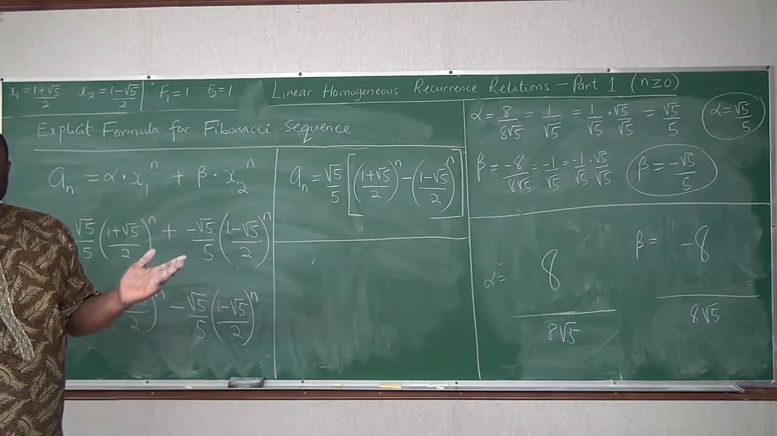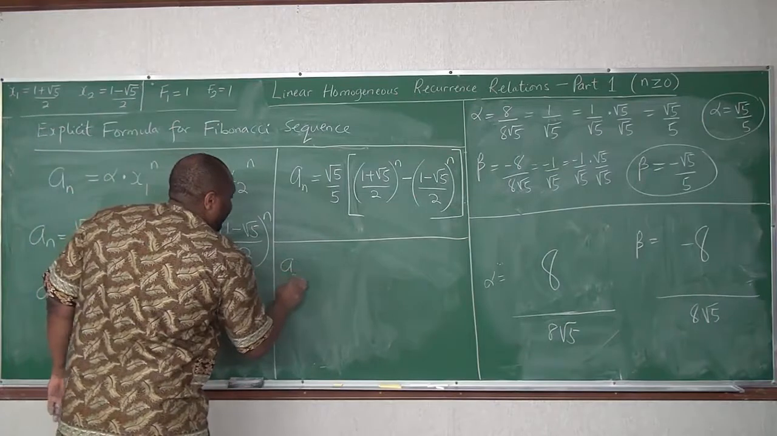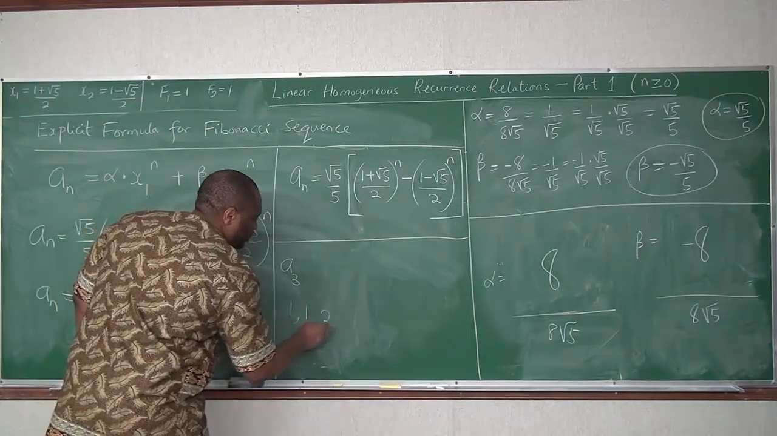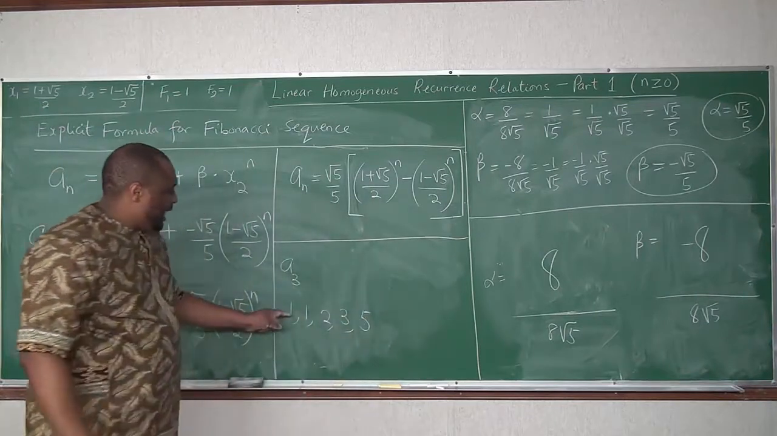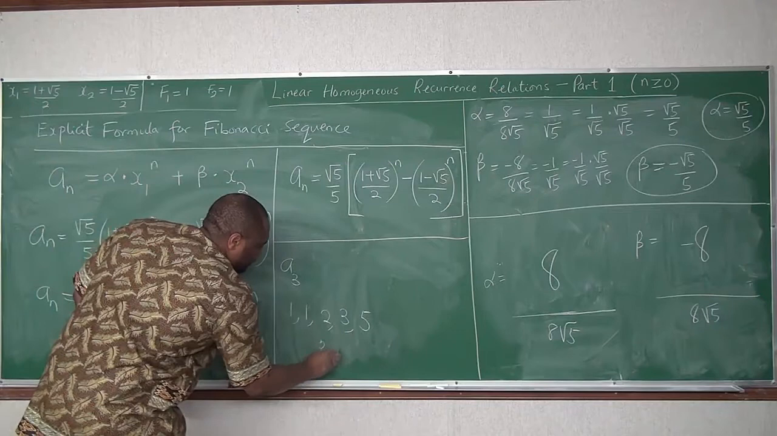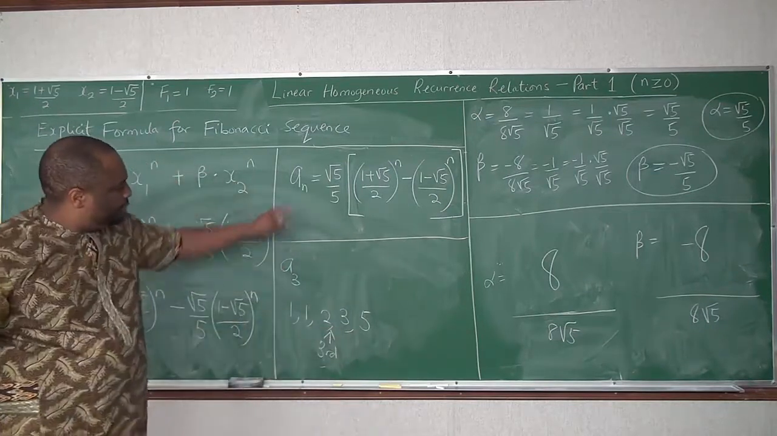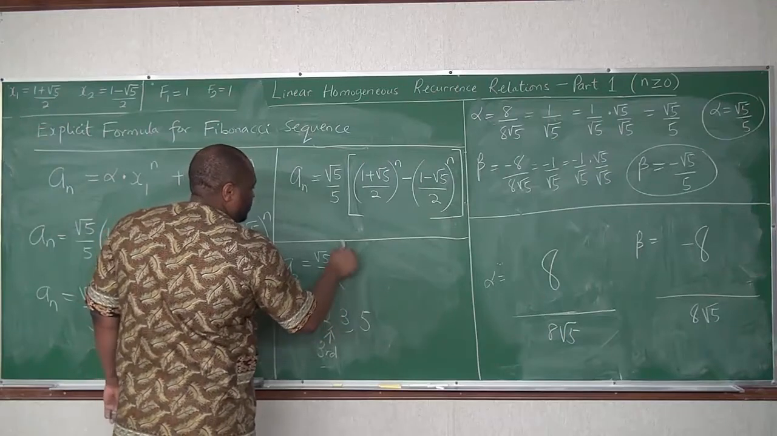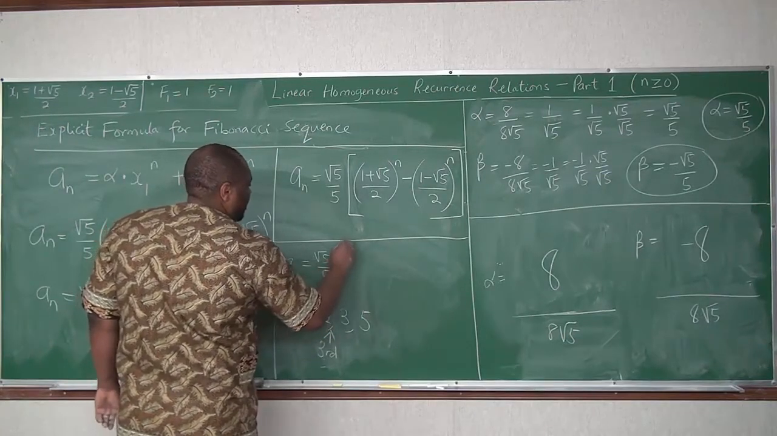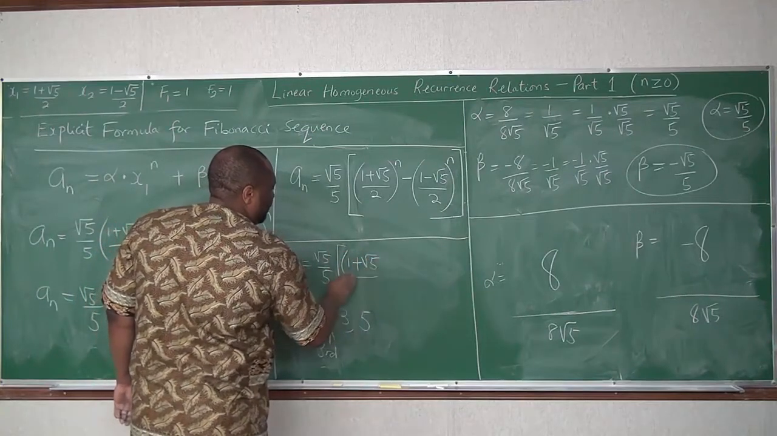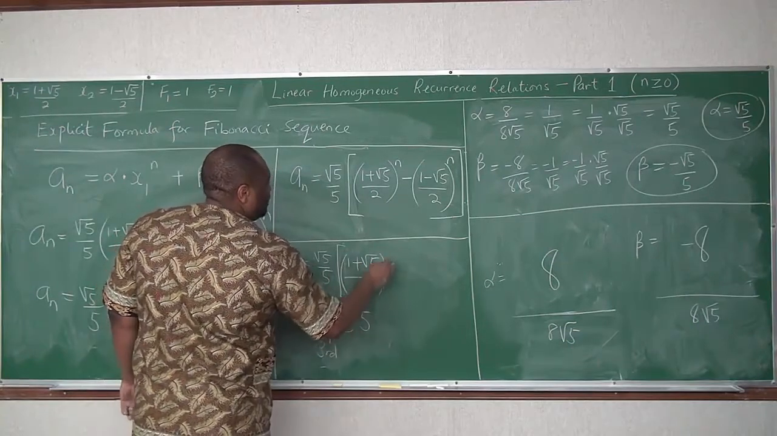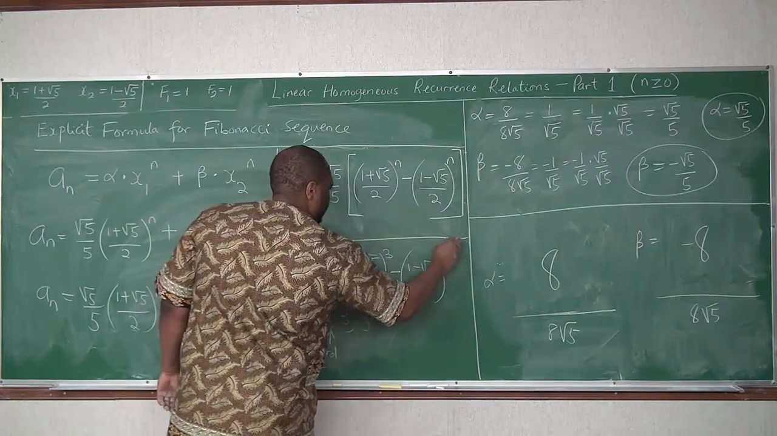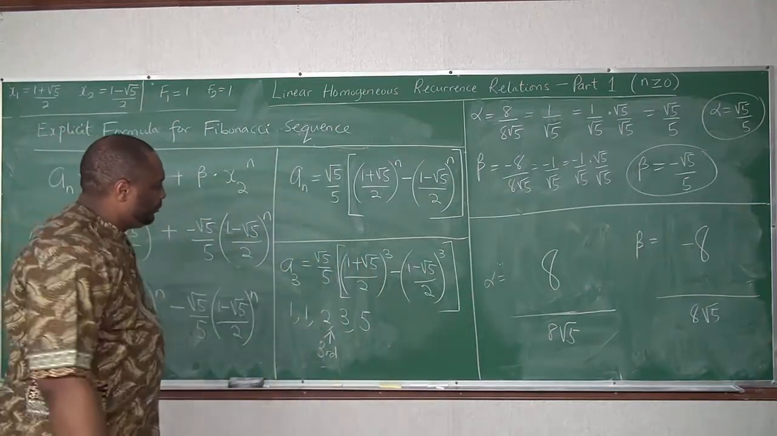Check it. You want to check it? Let's start with A3. Find A3. And remember with the Fibonacci sequence, this is 1, 1, 1 plus 1 is 2, 2 plus 1 is 3, 3 plus 2 is 5. A3 should give us the third term. Okay? A3 should give us 2. Do it. Third term is root 5 over 5, parenthesis, 1 plus root 5 over 2 raised to power 3 minus 1 minus root 5 over 2 raised to power 3. It should give us 2.